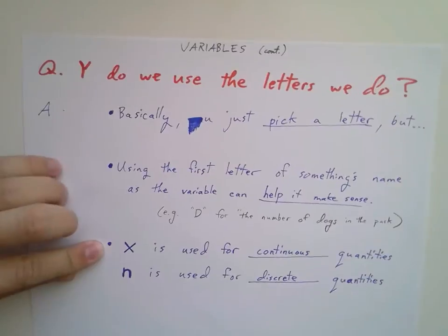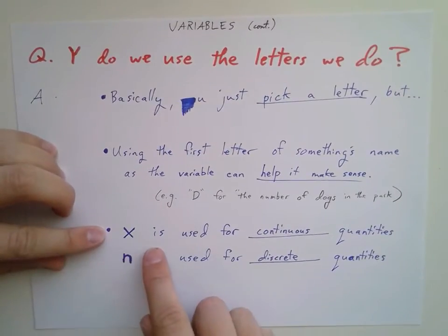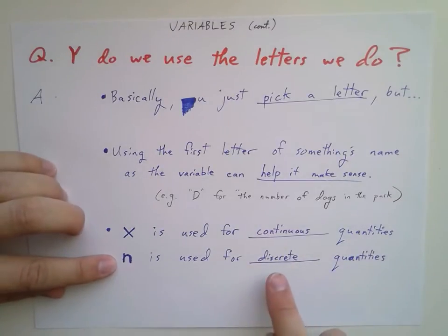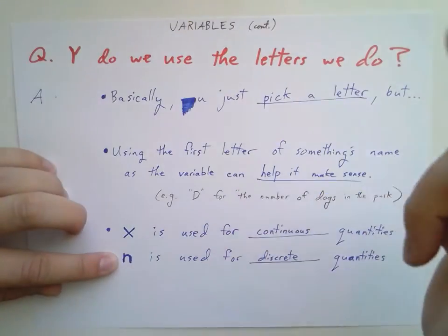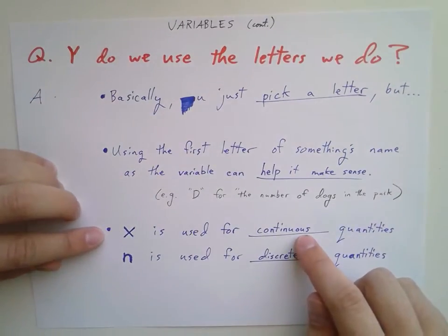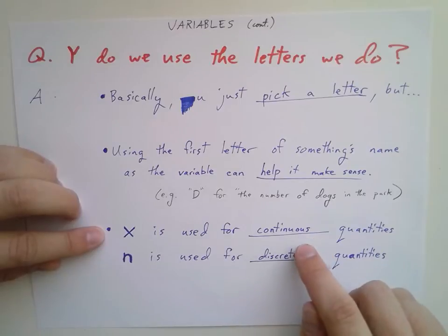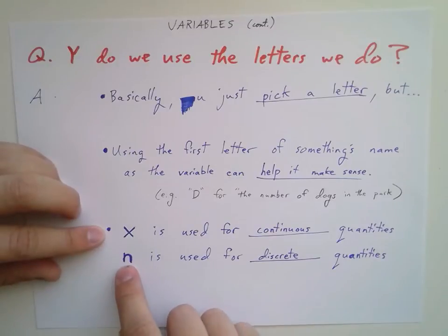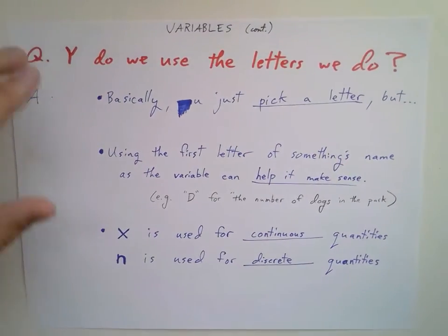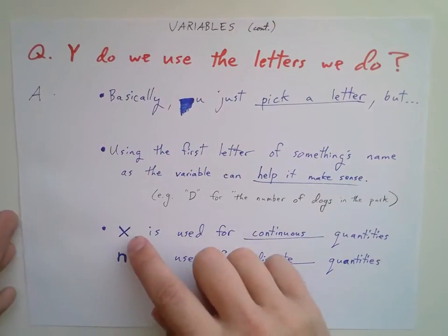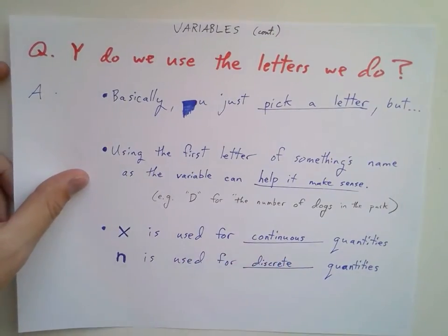Alright, another thing for why you pick the letter you do, X is often used for continuous quantities, and N is often used for discrete quantities. So discrete is like 0, 1, 2, 3 integers, okay? Continuous could be a decimal or a fraction. It could be any number. It could be 3.169. But N, it would either be 2 or 3 or 7 or whatever. So that's not always like that, but that's why sometimes you are more likely to use X and sometimes you're more likely to use N.